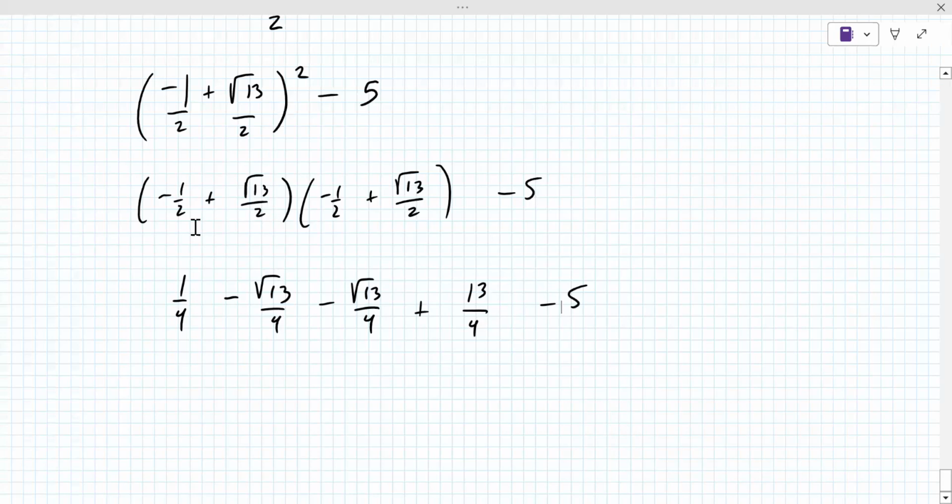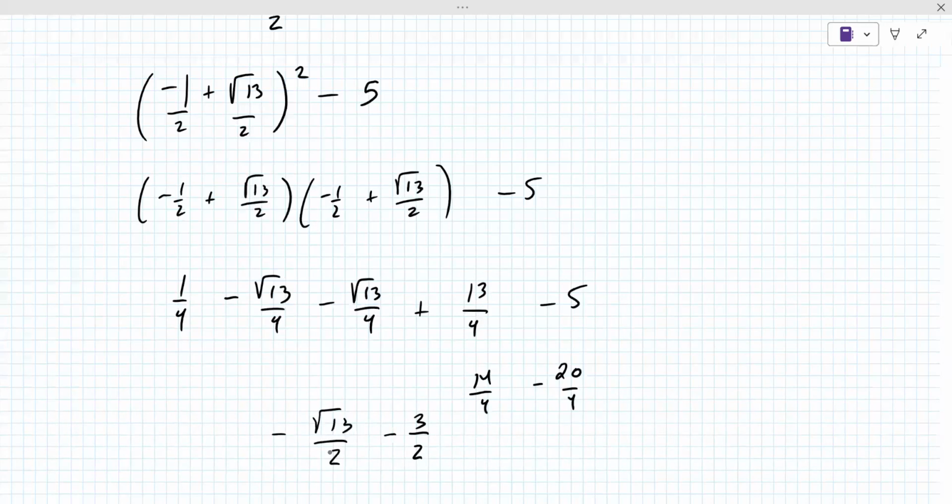Well, I was going to say to look at the pattern here, but let's just keep going. So it's 14 over 4 minus 5, which is 20 over 4. So it's minus square root of 13 over 2, because there's 2 of them over 4 gets you to the 2, minus 6 over 4, which is 3/2.